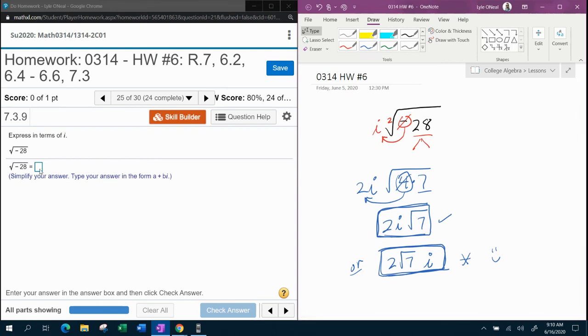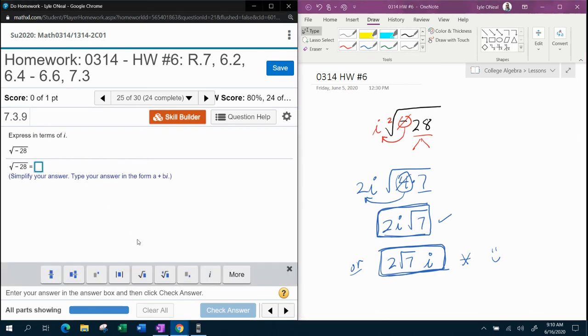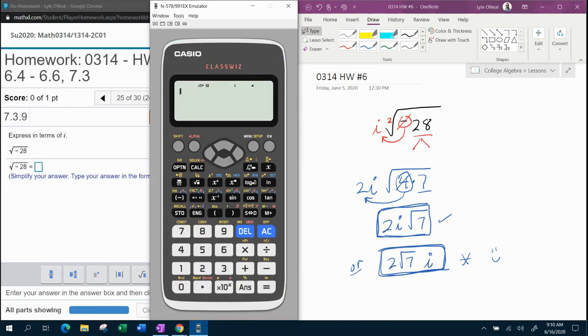All right, so here we go. Checking the answer. Oh, before I check it, though, with MyLab Math, let's try the calculator. Let's see if the Casio Class Whiz will do this problem for us. So remember, we need to go to the menu and select complex mode and square root of negative 28. Bam, look at that. And it even gives the i at the back, like we like it.